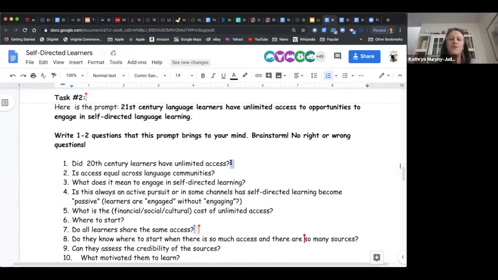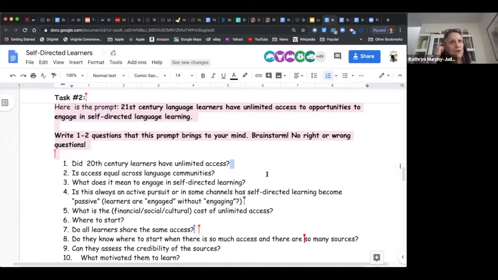And, you know, if you start doing things comparatively, as we know, with the ACTFL 5 C's, if we look at things through communities, comparisons, communication, and all of the different 5 C's, there are lots of ways to look at language learning. Is access equal across communities? Wow, that's really, really important, because we know this is not an equal access world. And yet there are different viable ways of getting different kinds of access.